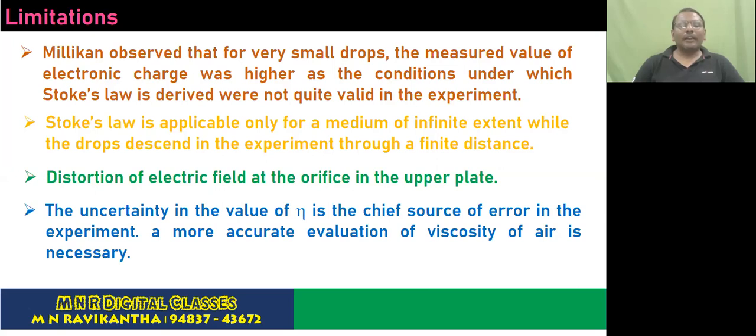The uncertainty in the value of the coefficient of viscosity is the chief source of error in the experiment. A more accurate evaluation of the viscosity of air is necessary to make accurate measurements of the charge of electron. These are the limitations of Millikan's oil drop method.